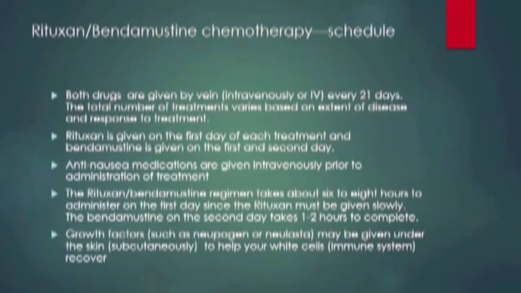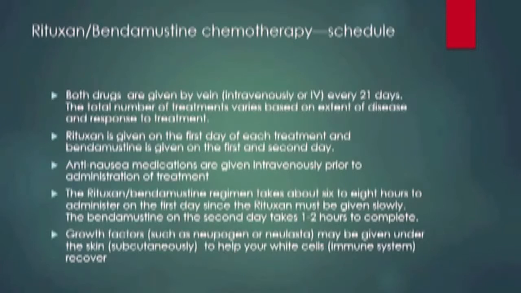Now let's look at the schedule of Rituxan bendamustine chemotherapy. Both drugs are given by vein, otherwise known as intravenously, every 21 days. The total number of treatments varies based on the extent of disease and the response to treatment. Rituxan is given on the first day of each treatment, and bendamustine is given for 2 days, on the first and second day of each treatment.